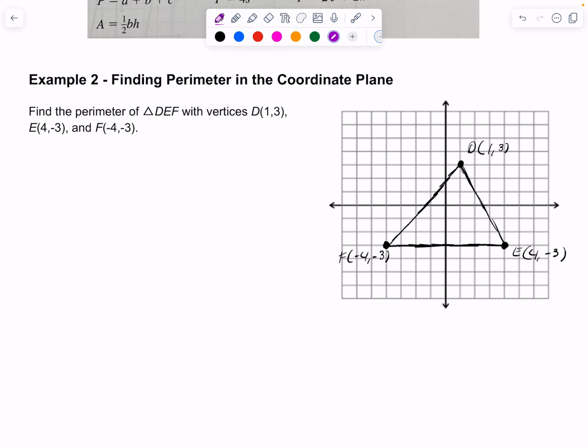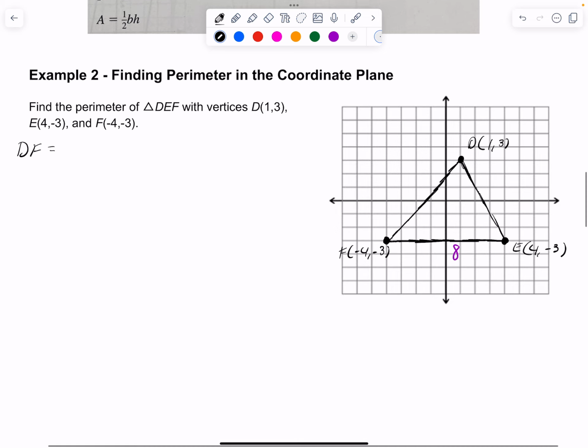So if I just count here from this side EF, 1, 2, 3, 4, 5, 6, 7, 8 units. All right, so I'm not going to use the distance formula for that one since I can actually just count, but I am going to use the distance formula to find the length of segment DF, or side DF, and then also my side length DE. Need to find that distance as well.